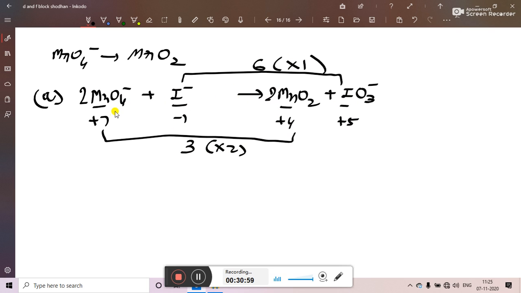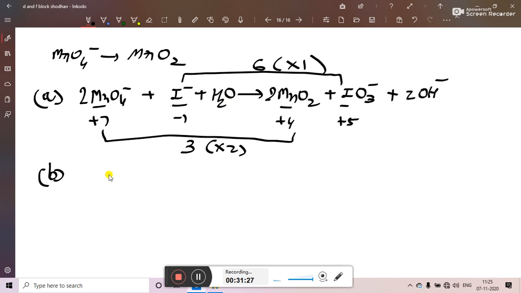Now we have to add OH minus. You have to remember that OH minus should be added on that side where the total charge is more. So here 2 minus and 1 minus is 3 minus, and here only 1 minus is there. So on this side we have to add 2 OH minus. Then we have to balance these 2 hydrogen of the right hand side by adding H2O on the left hand side. So this is the balanced equation.